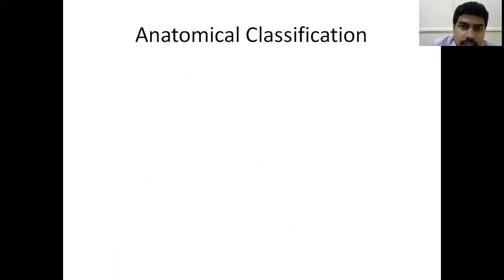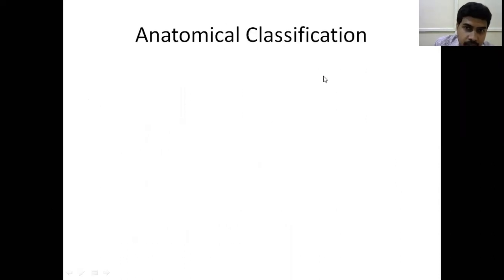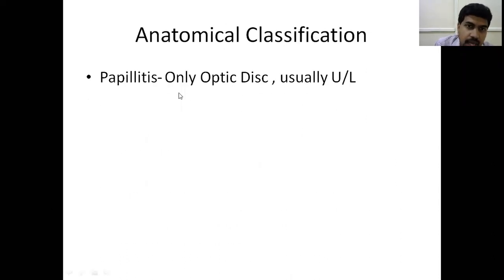Okay. So what is the anatomical classification of optic neuritis? So in exam, if they ask you for 4 marks, what is optic neuritis? First, you write it as a definition. It is an inflammatory and demyelinating disease of the optic nerve. And what is the anatomical classification? Based on the location, I told you the optic nerve is divided into 4 parts: intraocular part, intraorbital part, intracanalicular part, and intracranial part.